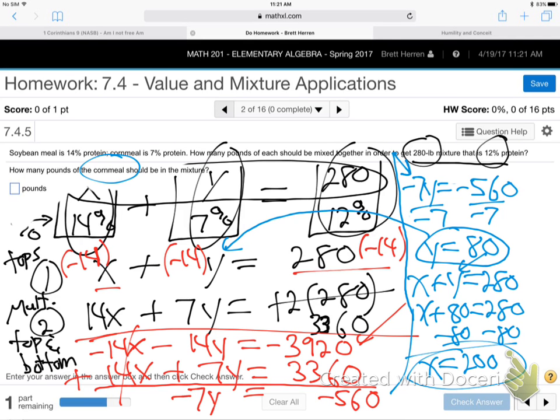So the 7%, I put Y there. So it's the Y, which is the 80. So you have to do some tracking if you just use X and Y instead of meaningful letters. So that'll be 80, then they'll ask you for the other one, which will be the 200. So that's how much you should mix of those different parts to make the mixture you want.